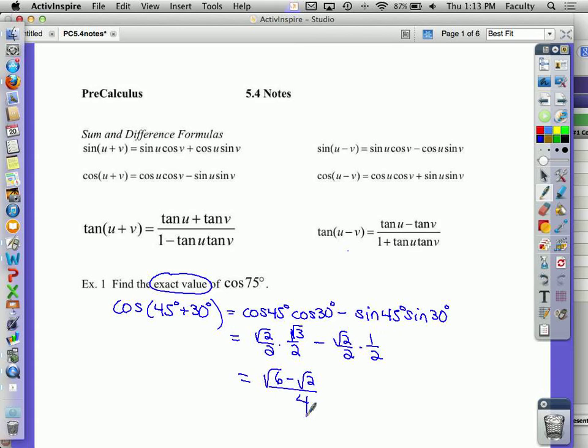However, in the back of your textbook, they write it where they factor out the radical 2 over 2 and make it radical 3 minus 1, over 2, sorry. It doesn't matter. Do you see those are equivalent? So don't let it bother you. I think these are easier, radical 6 minus radical 2 over 4 versus this, but they write it that way. It's kind of weird.